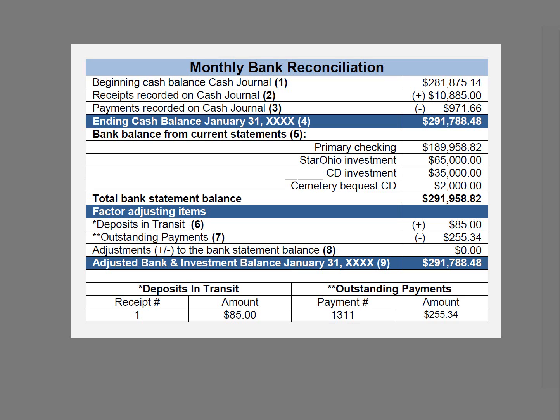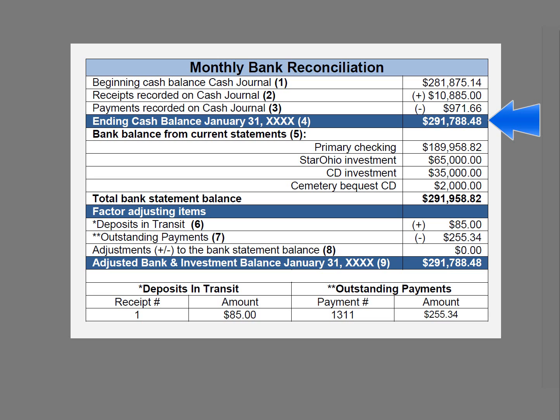An entity keeping a manual cash journal starts by verifying the cash balance. Take the beginning of the month cash journal balance, line number 1, add all the posted receipts, line number 2, subtract all posted payments, line number 3. This should be the ending cash balance on the cash journal, line number 4.